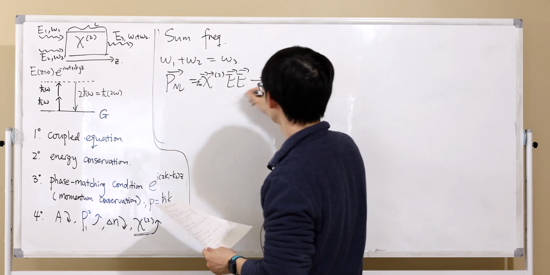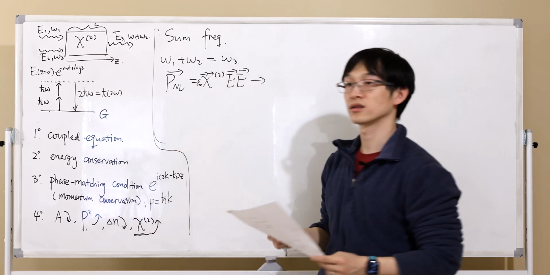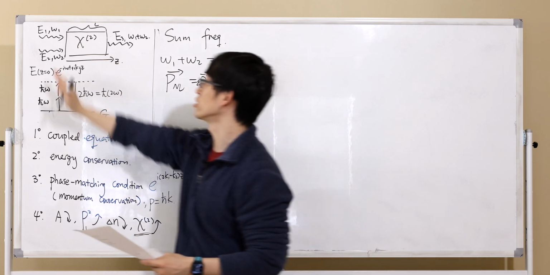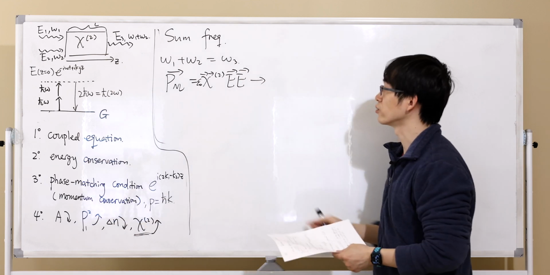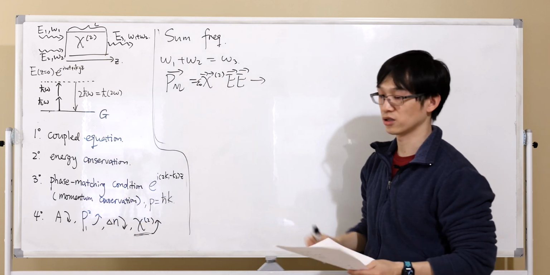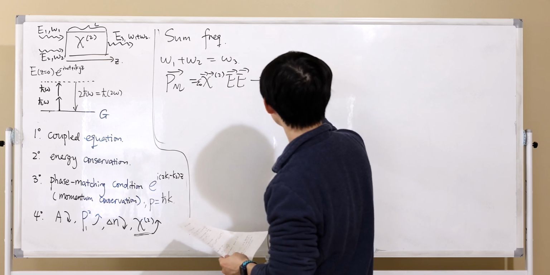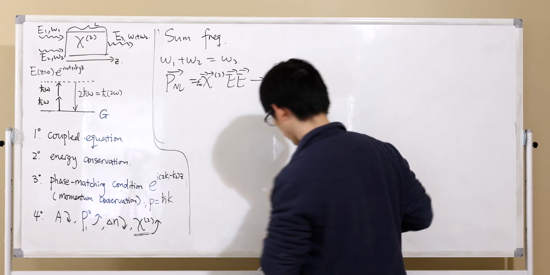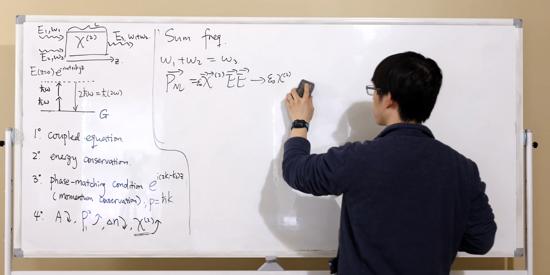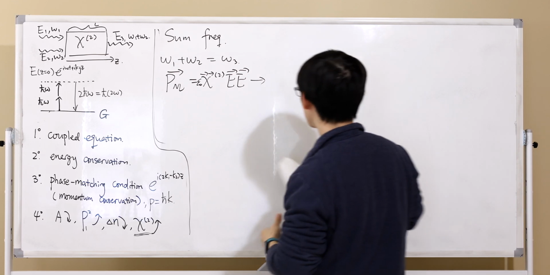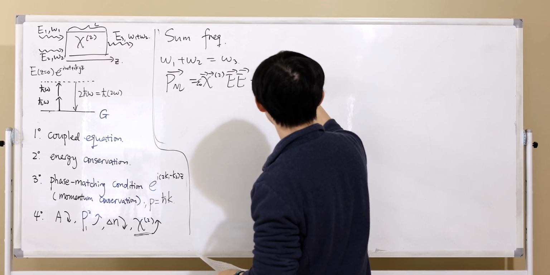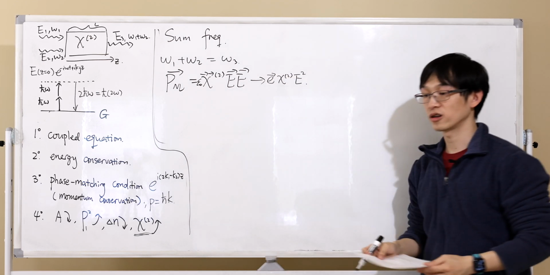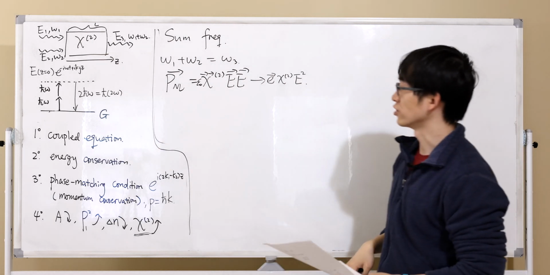The second thing, of course, like any other calculation in this class, is that we want to simplify, saying that all the polarizations align along, for example, the x-axis, so that you don't have to worry about the tensor. So simplification goes to here, chi2 E and E. So it's just E squared. So far it's actually the same as second harmonic generation.